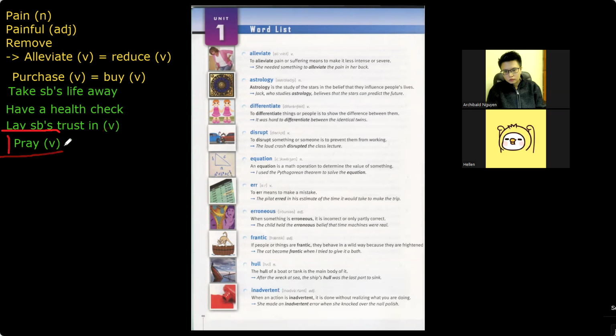So if you choose to believe in astrology, you choose to lay your trust in astrology, you are going to pray a lot because you lay trust in God to alleviate your pain. You don't lay trust in medicine. You don't lay trust in doctors. You don't lay trust in hospital service to alleviate your pain. So show me, why do you lay trust in astrology, or why do you choose to lay trust in hospital or doctors? Let's go.